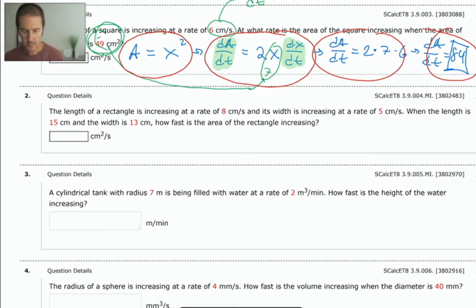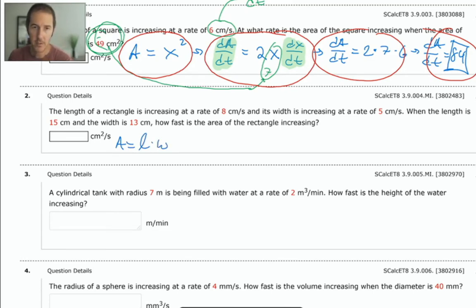The length of a rectangle is increasing at a rate of whatever. Its width is increasing at a rate of whatever. When the length is blah and the width is blah, how fast is the area of the rectangle changing? I had to read the whole question pretty much to find out that the relationship we're really talking about is area. It could have been perimeter, so we did have to read the whole thing. It turns out that it's area of the rectangle. How do I find the area of a rectangle? A equals length times width.